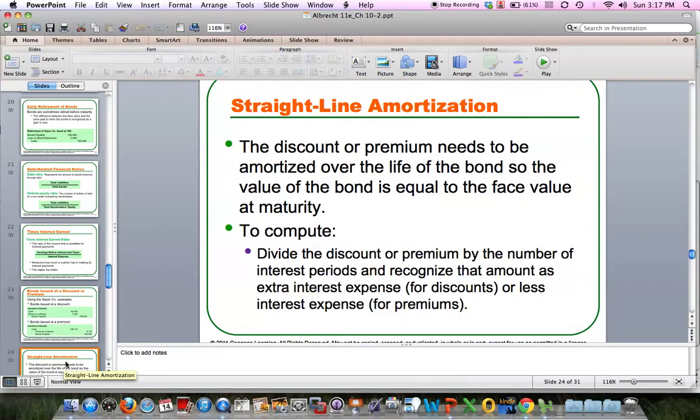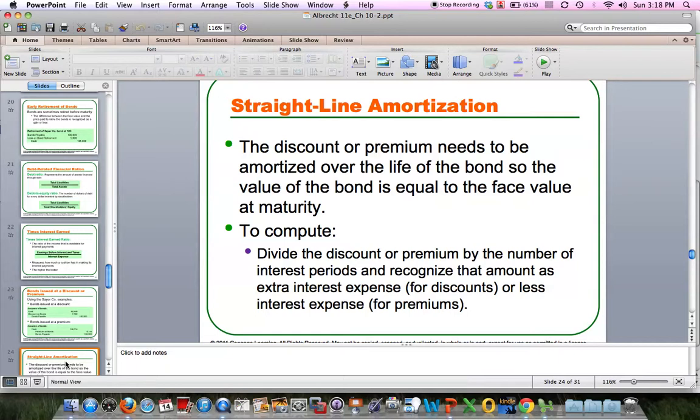Either way, if we have a discount or a premium, we have to amortize each over the life of the bond, so the value of the bond is equal to face value at maturity. In the example we were looking at, a 5-year bond with payments twice a year, with every interest payment there has to be some kind of amortization number to go with it.